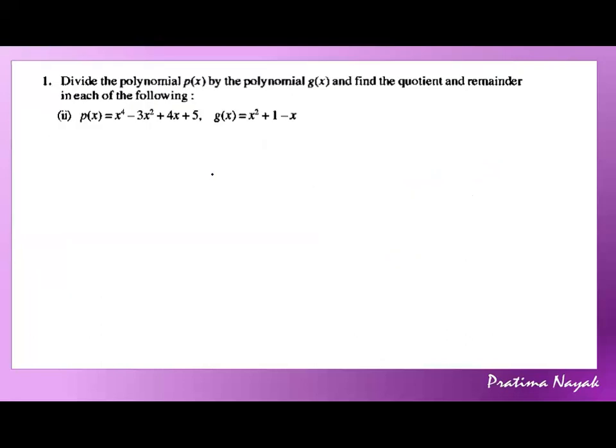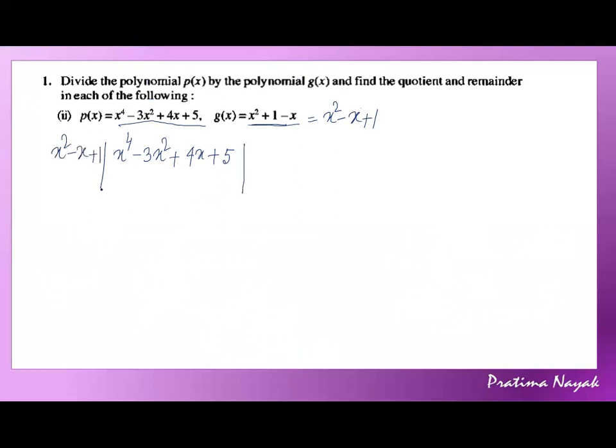Now coming to the second one. The dividend is x to the power 4 minus 3x square plus 4x plus 5 and the divisor is x square plus 1 minus x. So I'll write x to the power 4 minus 3x square plus 4x plus 5 for division. The divisor I'll write according to the degree: 2, then 1, then 0. So x square minus x plus 1.